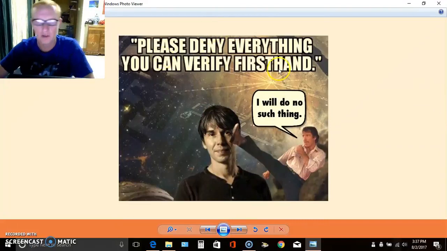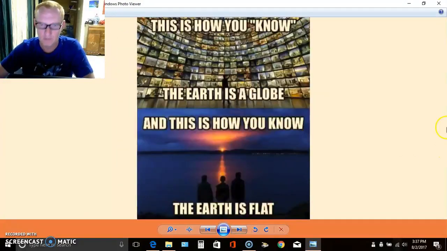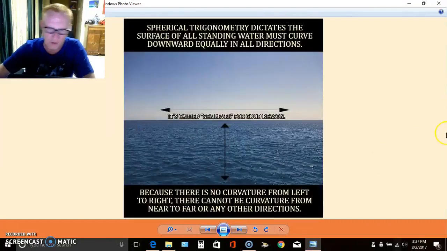Fucking insane. Please deny everything you can verify firsthand. I will do no such thing. This is how you know the Earth is a globe, and this is how you know the Earth is flat, with your own eyes, your own senses, and you're not moving. You can feel it.